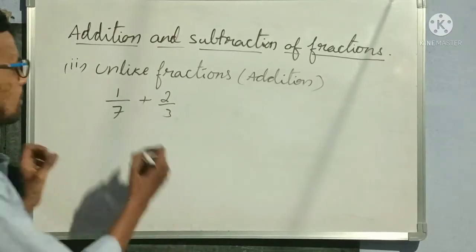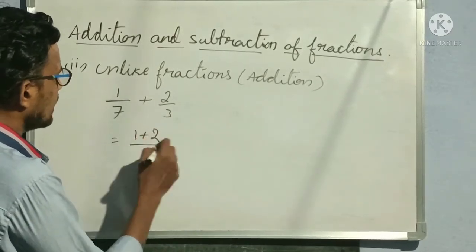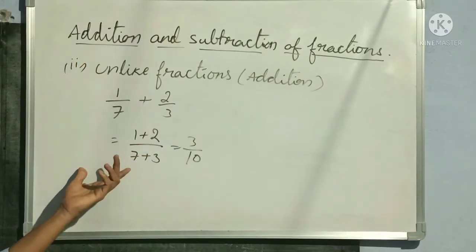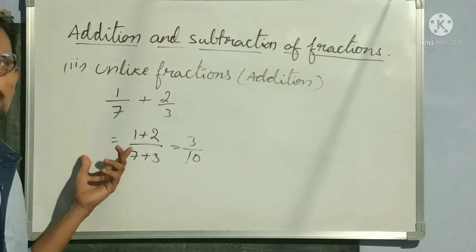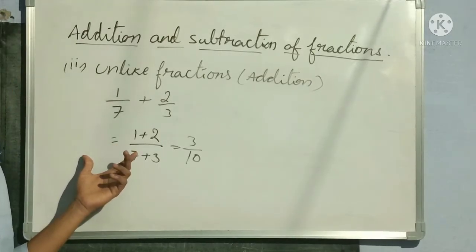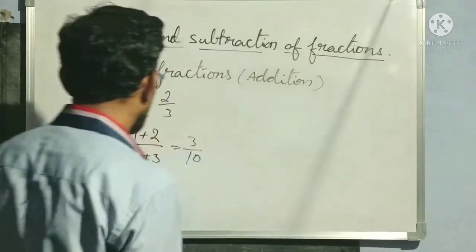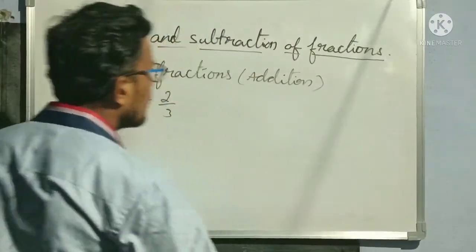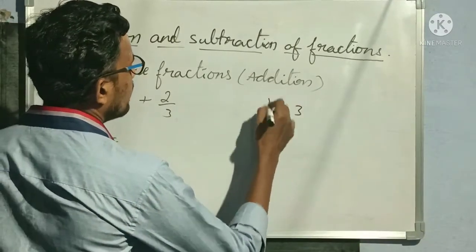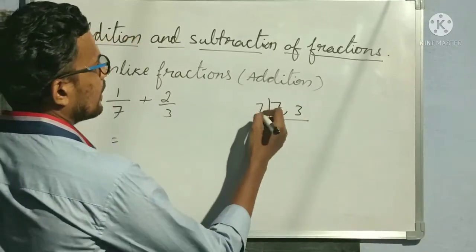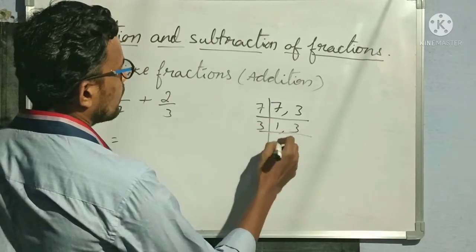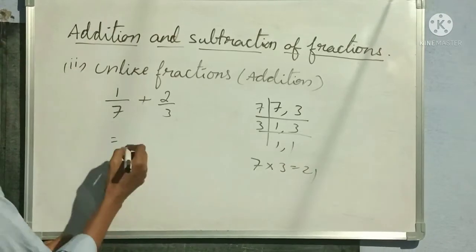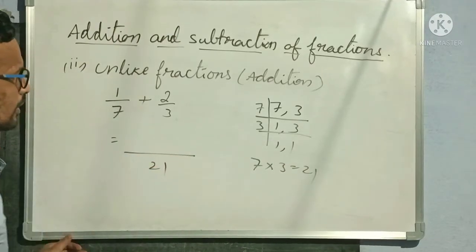Some people will do it like this: 1 plus 2 by 7 plus 3 is 3 by 10, right? No, this is not correct. You should not do like this. What we have to do is first take the LCM of the denominators. The denominators here are 7 and 3. What is the LCM of 7 and 3? 7 into 3 is equal to 21. So here the denominator becomes 21.